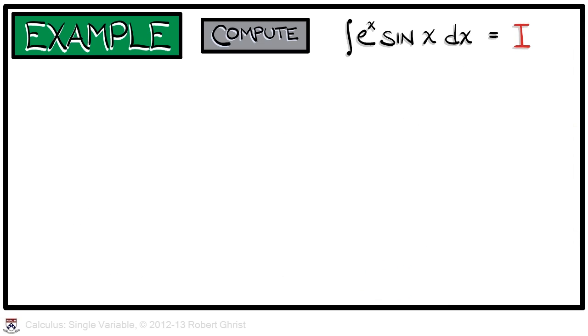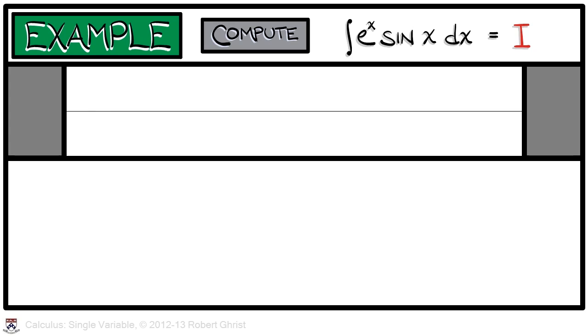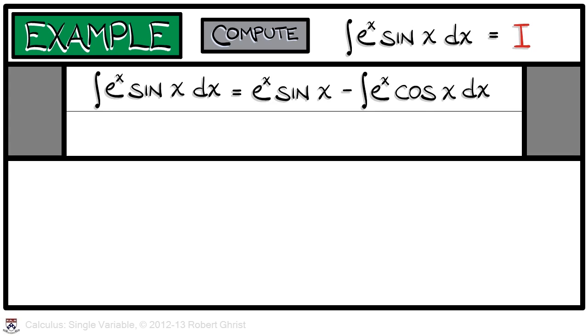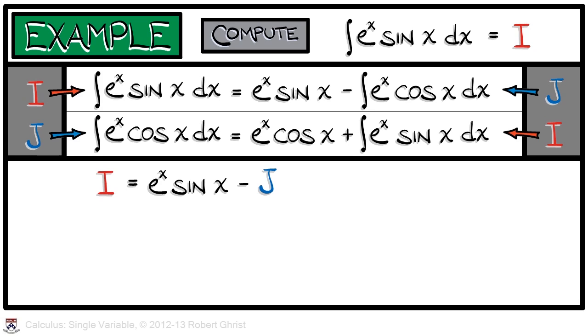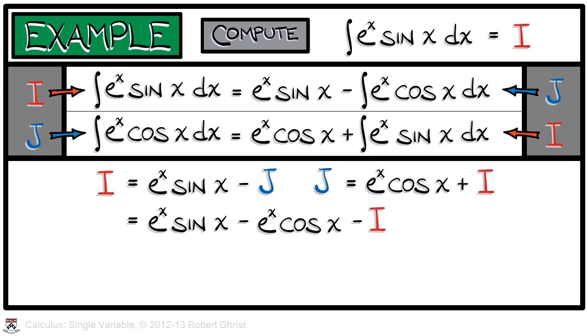However, let's be careful. Let us call this integral of e to the x sine of x I. What have we computed? We have computed that this I is really e to the x sine of x minus some other integral. Let's call the integral of e to the x cosine of x J. Then what we've computed in our last attempt was that I equals e to the x sine of x minus J, and J equals e to the x cosine of x plus I. This is a system of two equations with two unknowns. Let's substitute the latter into the former. And what do we obtain? We get that I equals e to the x sine of x minus e to the x cosine of x minus I.